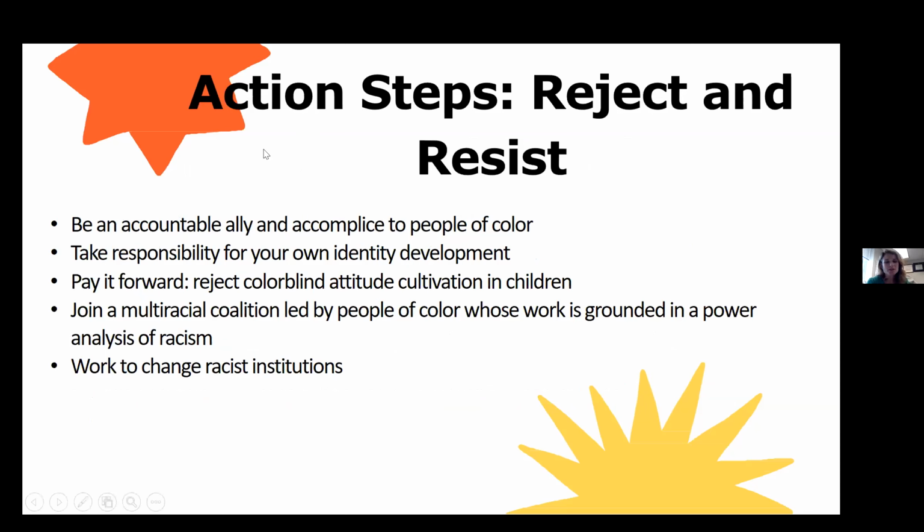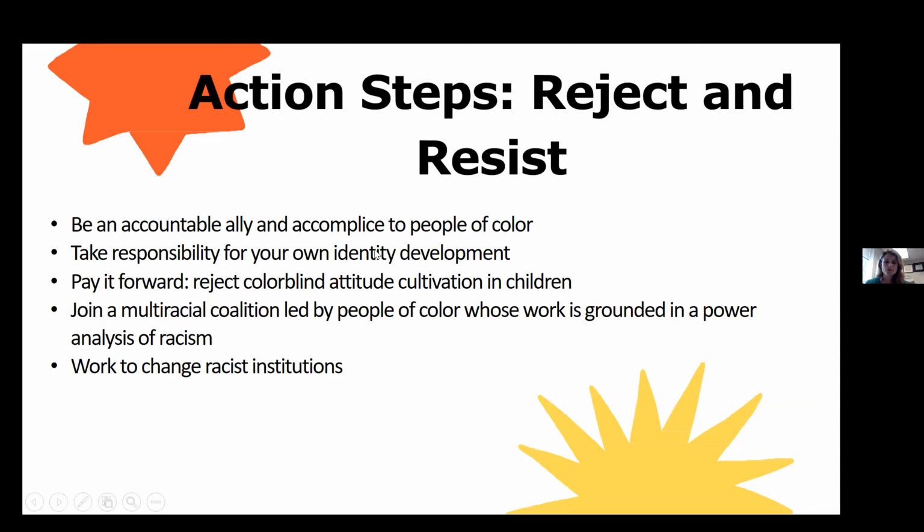And then, of course, we know that with autonomy, when we're going to live in reality, the action steps do include rejecting certain notions and resisting the status quo, right? So find ways to be an accountable ally, and to be an accomplice to people of color. Take responsibility for your own development. Probably the most important, I would say, is paying it forward.